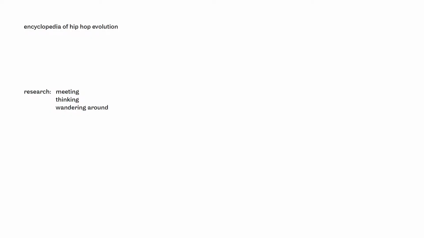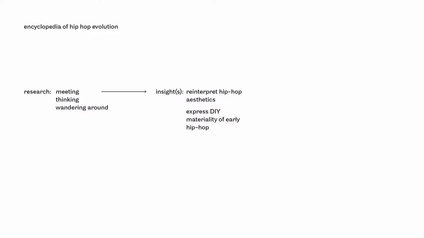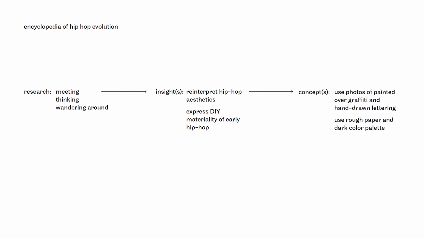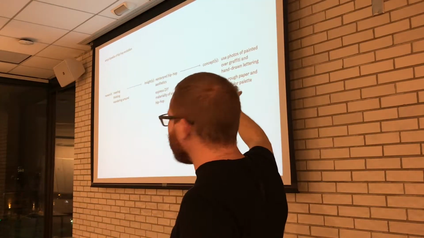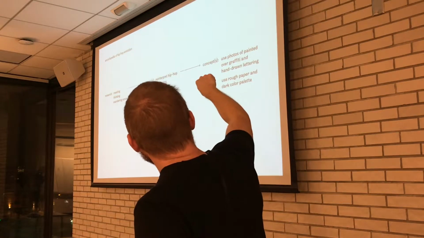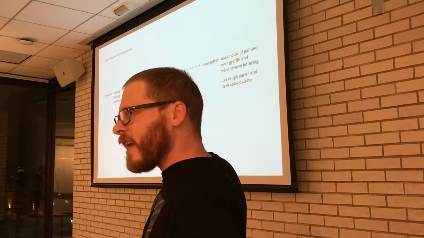What was the research for the hip hop flyer? Basically, meeting with them, thinking, and wandering around. No formal research. The insight that came out though was to reinterpret hip hop aesthetics and express the DIY materiality of early hip hop. And the concept was to use photos of painted over graffiti and hand-drawn lettering, and then use rough paper and a dark color palette.